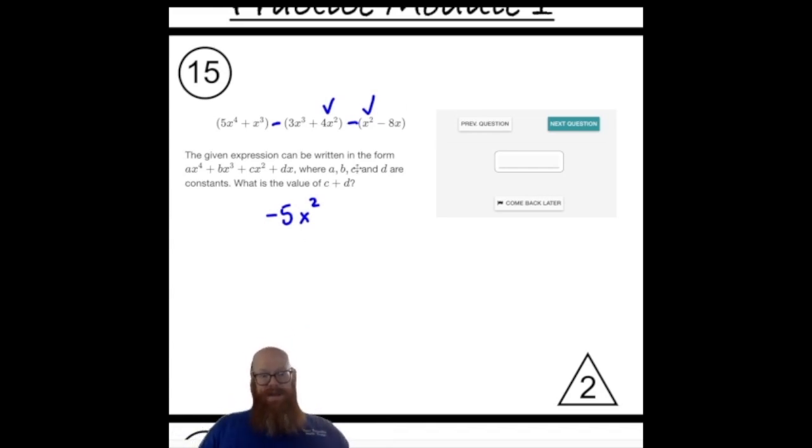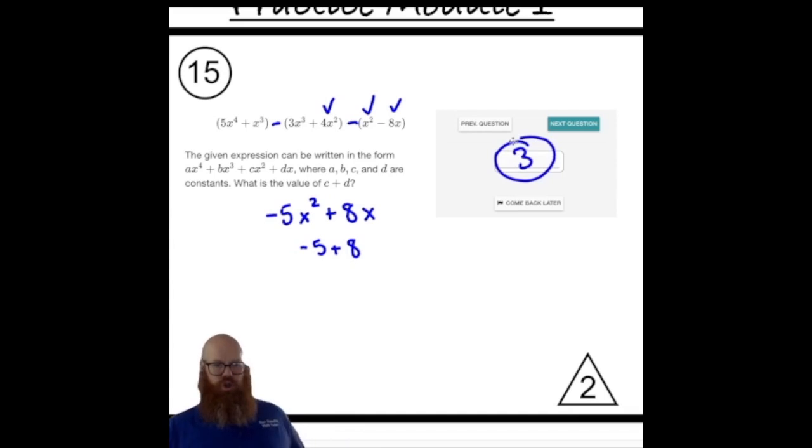So now when we jump to this one, the reason that I caught it is because I was going to do it with this one and I realized I didn't do it with this one. So now I have to distribute the negative here. So this is like minus negative 8, which is like plus 8x. So now I know c is negative 5 and d is 8. And negative 5 plus 8 is 3. So that is the actual answer to the problem.